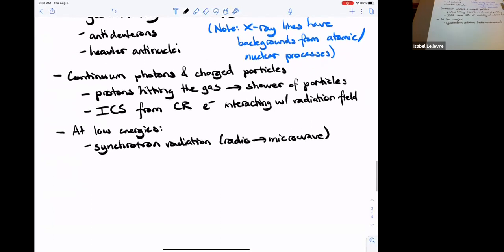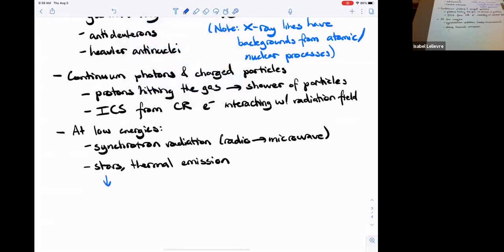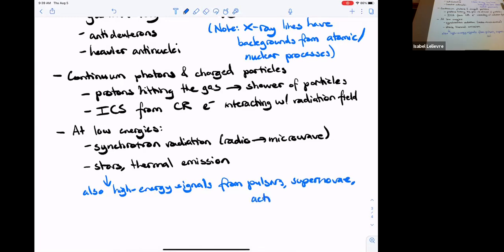And our galaxy has a lot of stars. Stars can be a source of a lot of electromagnetic emission at low energies. Our galaxy also has a temperature, so thermal emission can be relevant at low energies. And while stars produce a lot of lower energy emission, they can also give you high energy emission from, for example, pulsars or supernovae, and from active galactic nuclei, accreting black holes in other galaxies.